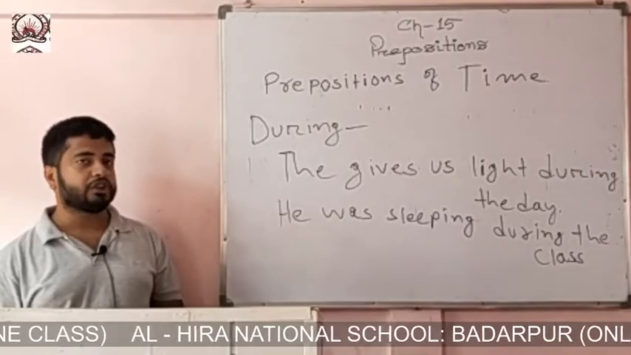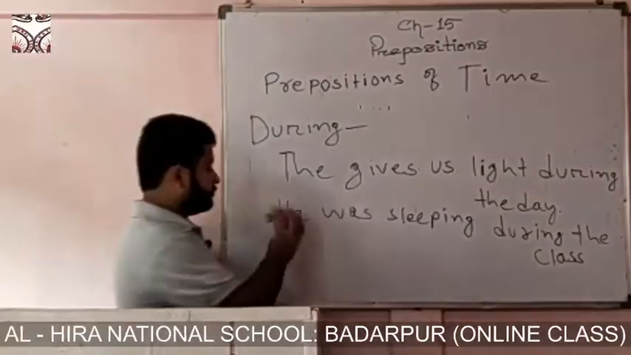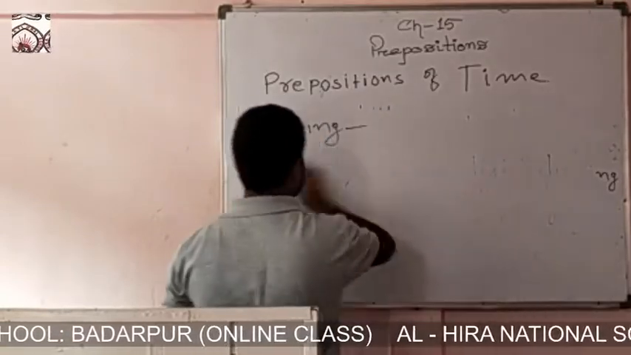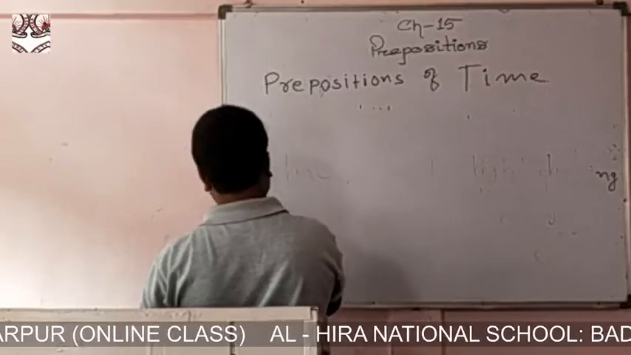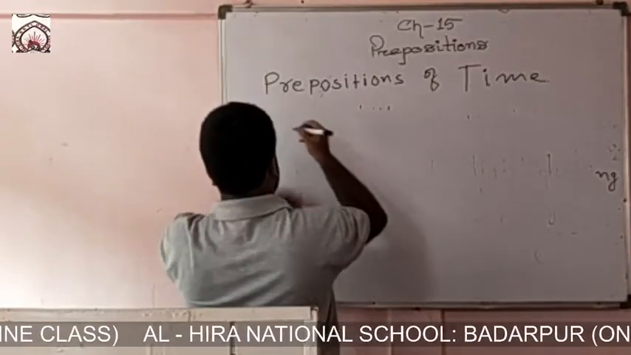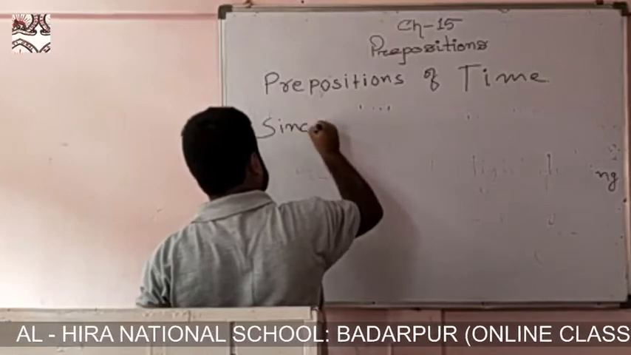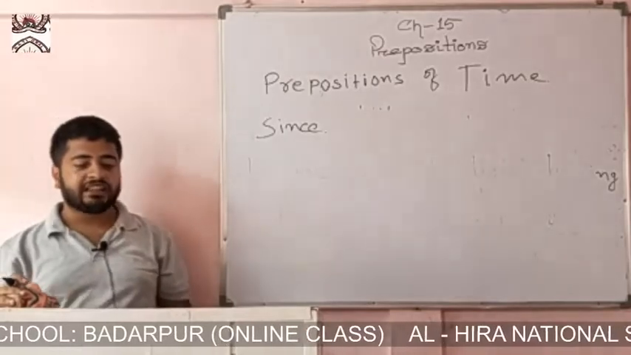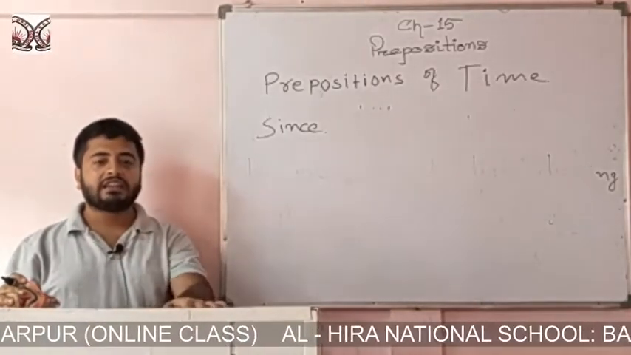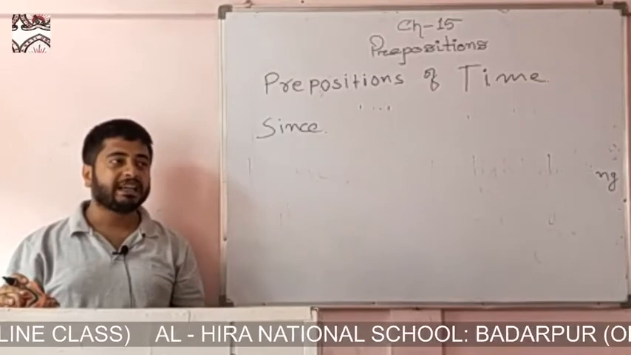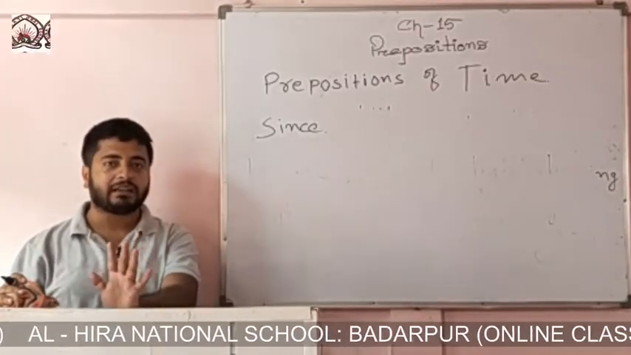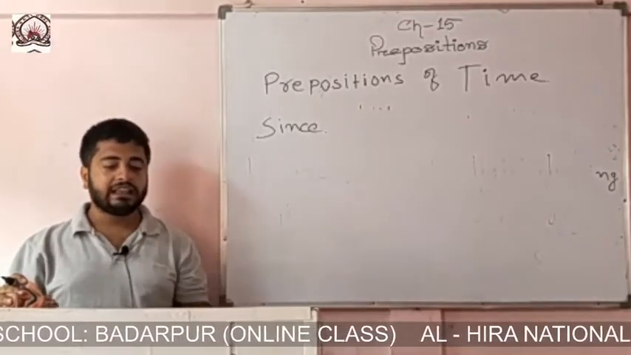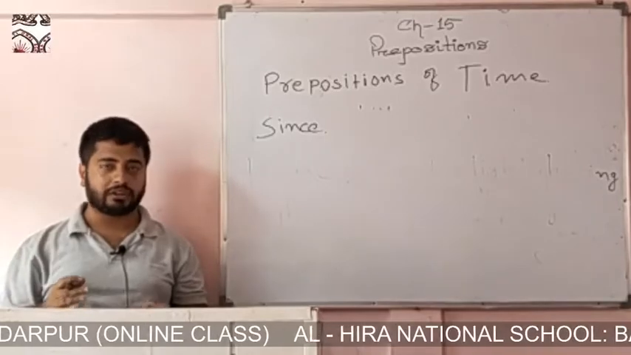So I hope you have understood where to use it. Now the next preposition is since. Where to use since? It indicates a time span beginning in a time in the past and still continuing in the present.